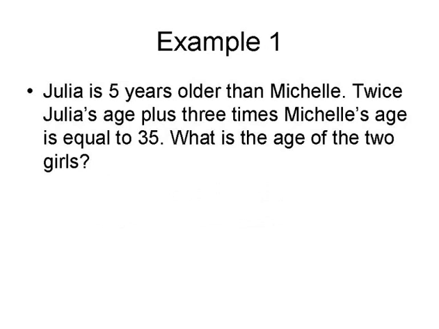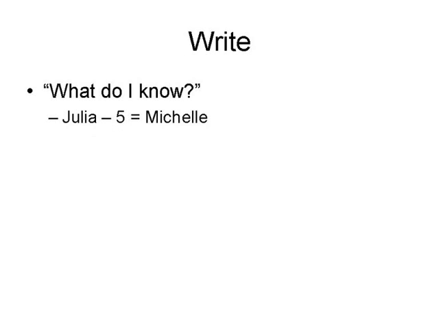Okay? So the first step, what we do with any problem, is read it, and I always have to read it slowly and sometimes several times. So here's my example. Julia is 5 years older than Michelle. Twice Julia's age plus 3 times Michelle's age is equal to 35. What is the age of the two girls? The first thing I do is write down what I know. I know the first thing is Julia is 5 years older than Michelle. So Julia is older than Michelle. If I take Julia's age and minus 5, I'm going to get Michelle's age.